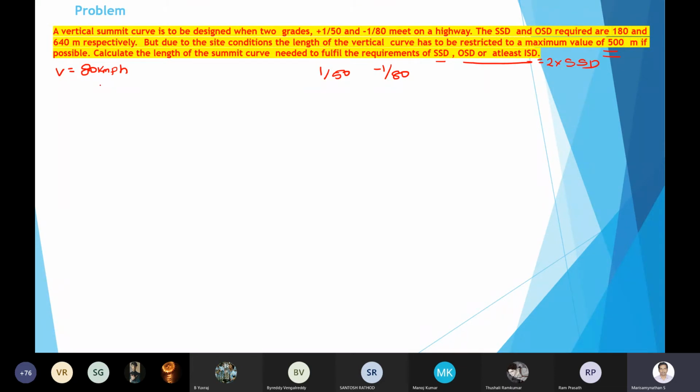So they have given the value of n. n1 is nothing but 1 divided by 50, and n2 they have given as minus 1 divided by 80. So the deviation angle is estimated as n equals 1 divided by 50 minus of minus 1 divided by 80. This is with respect to the n they have given.